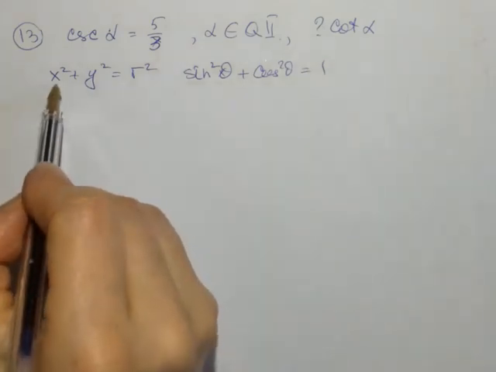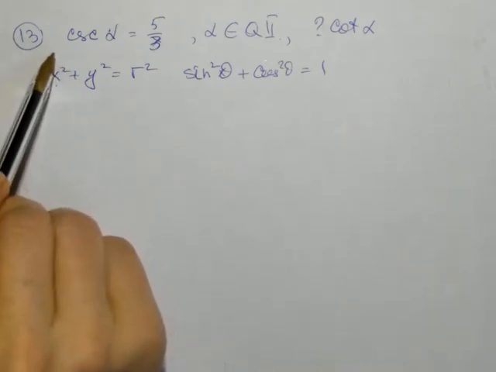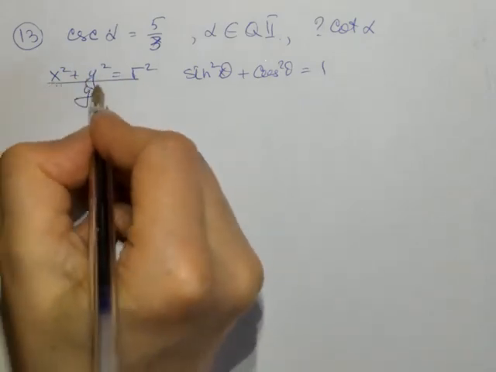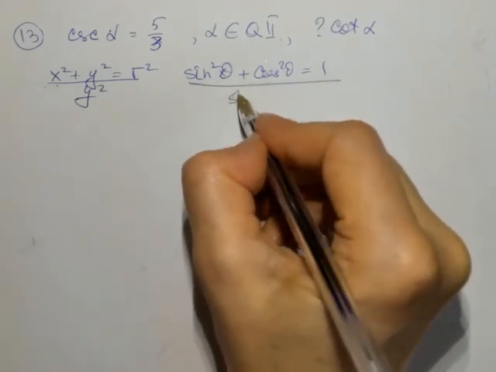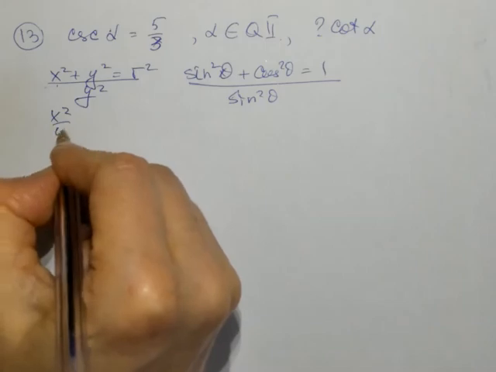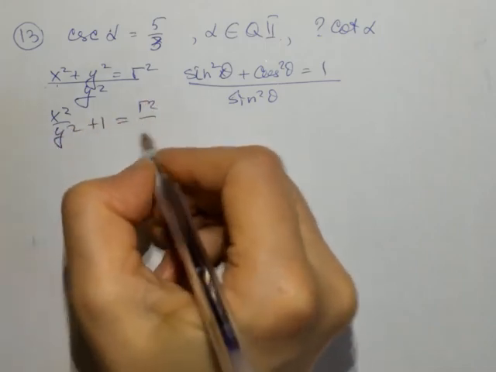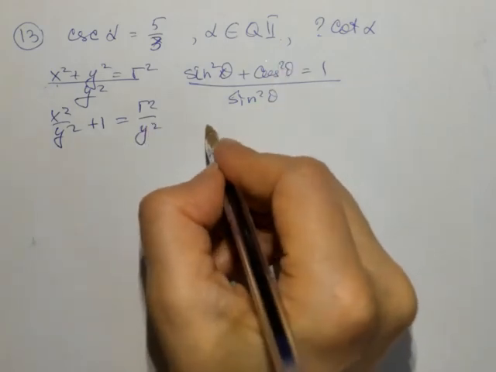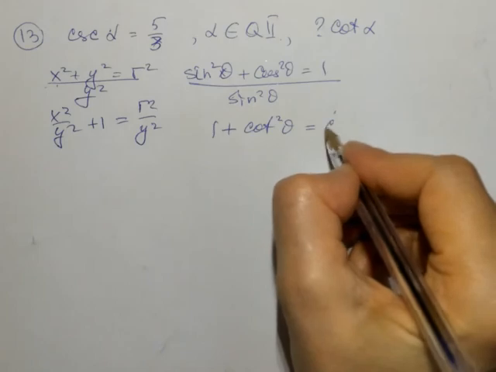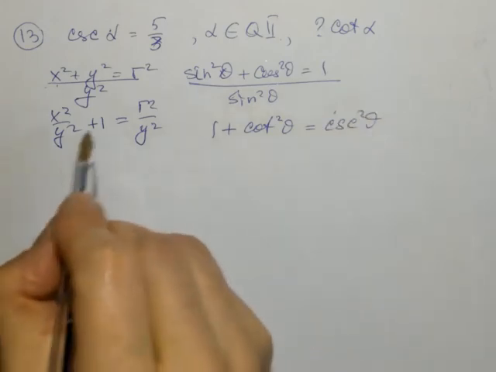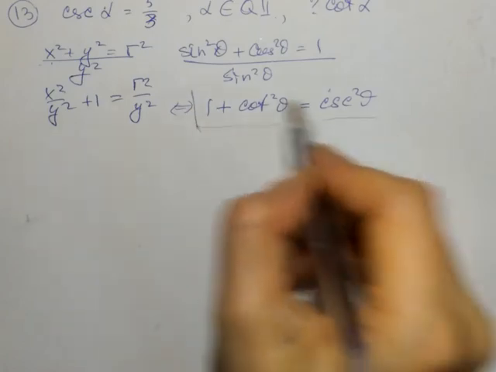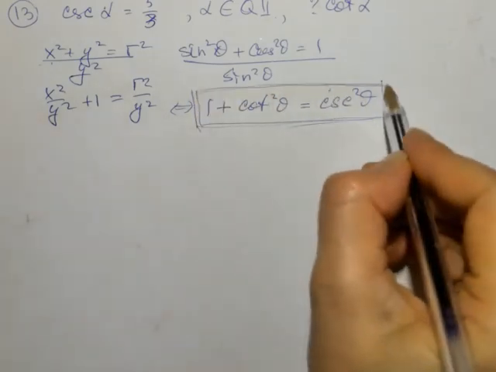If you divide this identity by, so we want to get cotangent, so cotangent will be x over y. So if you divide this identity by y squared or by sine squared theta, you will get the same identity. So x squared over y squared plus 1 equals r squared over y squared, or 1 plus cotangent squared theta equals 1 over sine squared, which is cosecant squared theta. So from the Pythagorean identity, you can get an alternative form connecting cotangent and cosecant.